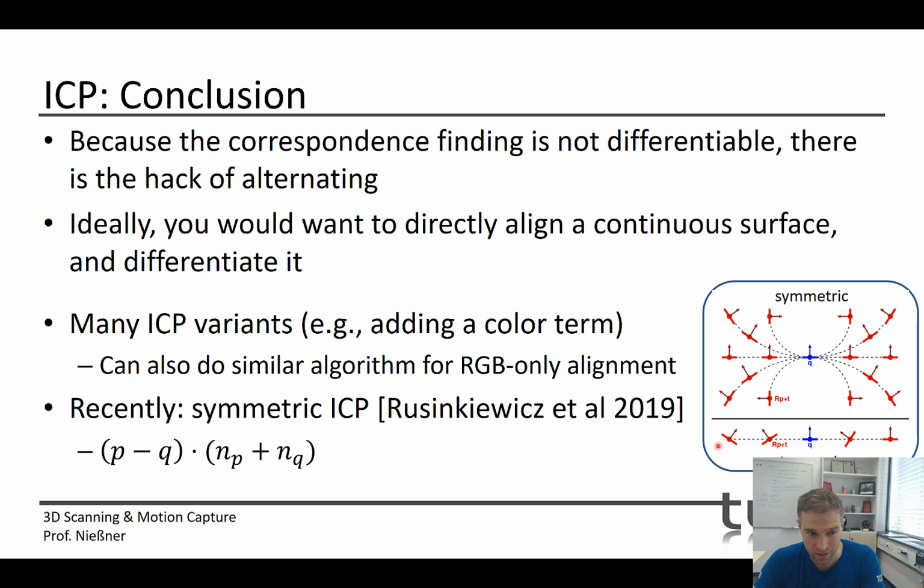Features in color terms. Yeah, I can do a similar algorithm for RGB-only alignment in principle, when you have to estimate the depth somehow. And there are also, more recently, symmetric ICP variations from Rosenkiewicz 2019. There's a cool idea: when you have a point-to-plane distance between P and Q, you can take the average normal of both of them together, which is kind of interesting, and that's shown to work better. This is also one of the papers I will give you as reading homework, and hopefully that gives you a better overview of what can be done in these cases.